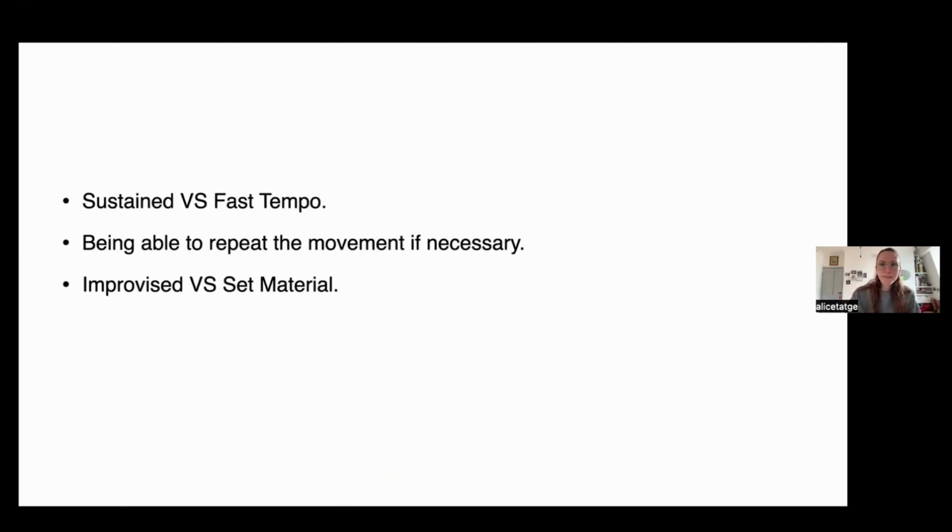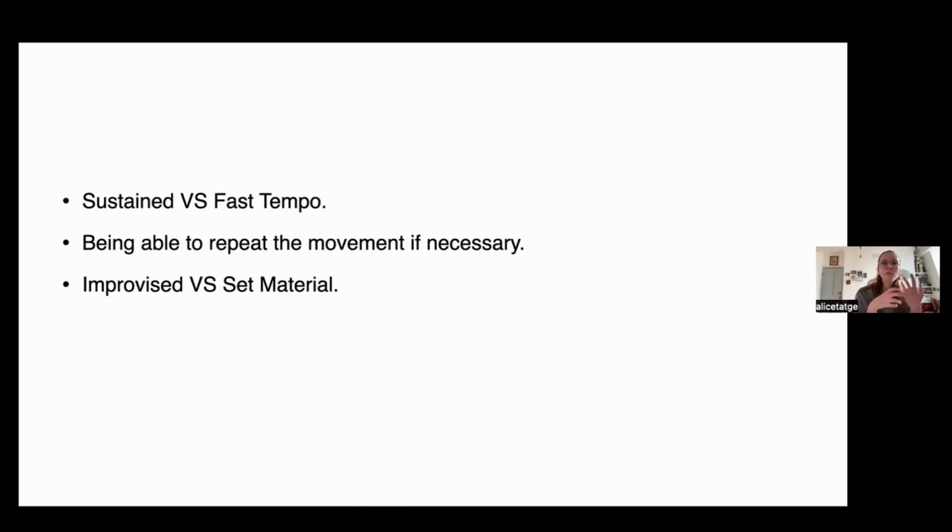Very serious face there. So sustained versus fast tempo. This is a biggie in my book. Sustain is easier to capture, but sometimes you will be required to increase the tempo and again, trying to really keep the clarity of lines and finishing each movement. The other important element is to be able to repeat movement if necessary.